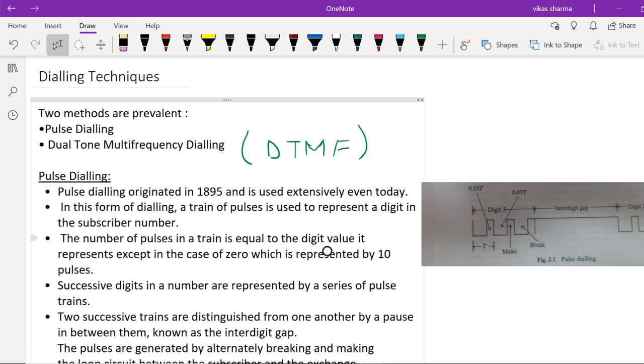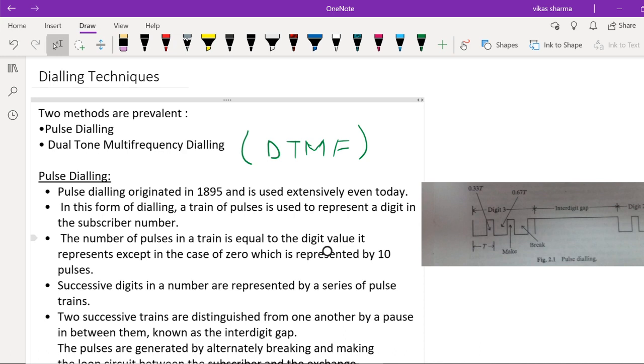How are subscribers identified? We follow a numbering plan to identify the subscriber. That means whenever you want to call anyone, you have to dial his or her number. So we have a numbering scheme associated with the identification of the subscribers. Now, how is this number to be dialed? There are two ways: pulse dialing method and dual tone multi-frequency dialing technique. The first one, pulse dialing, originated somewhere in 1895, as I have told you just now. And here we generate a train of pulses to represent a digit.